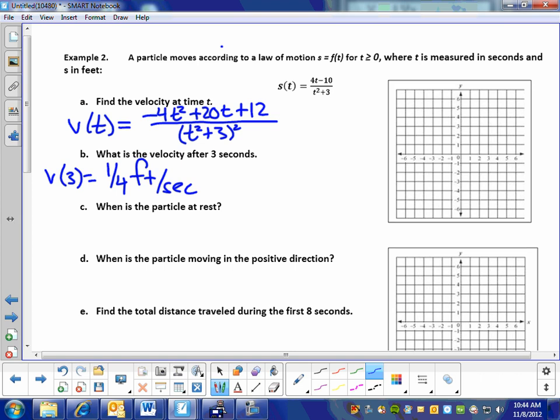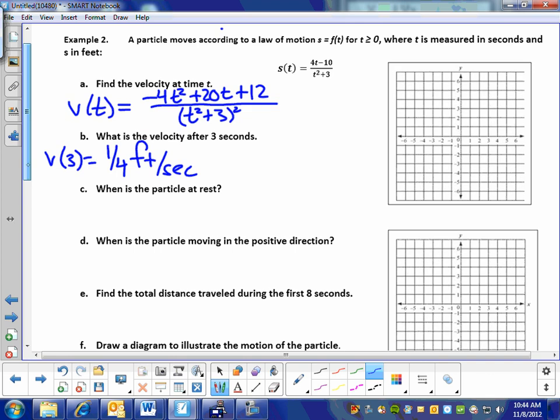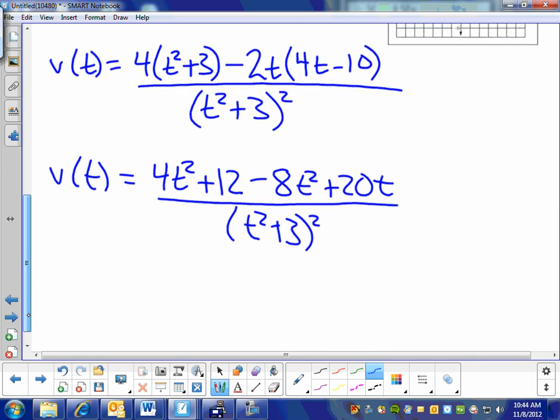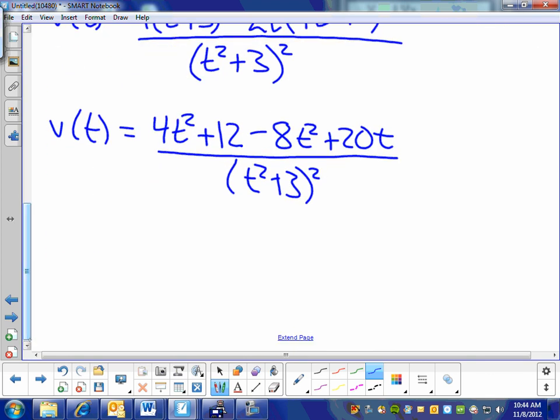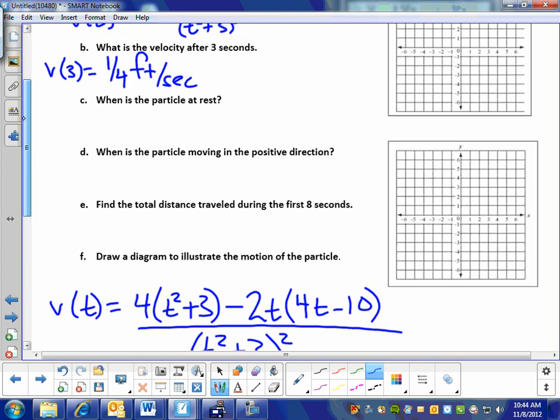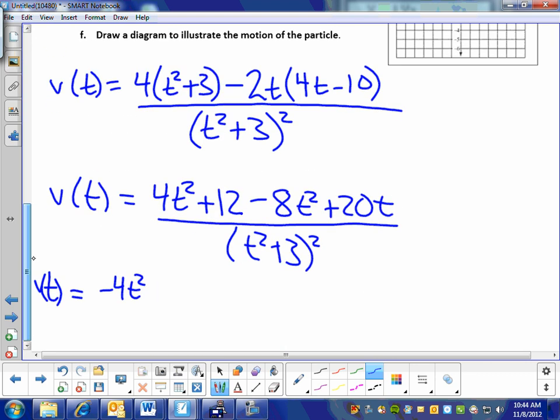When is the particle at rest? When the derivative is equal to 0. So I have to solve this. Now this is a little bit trickier, and this is what I want you to look through and see. I have to take this velocity function, or v of t, which is equal to negative 4t squared plus 20t plus 12.